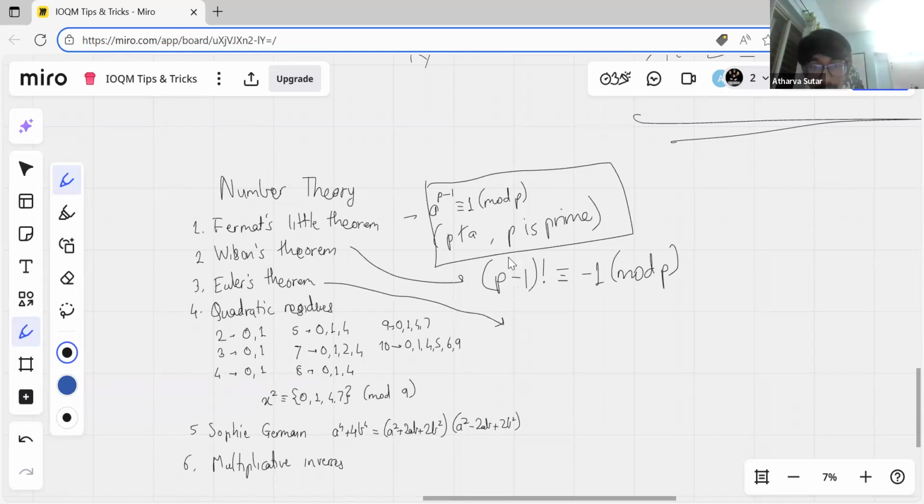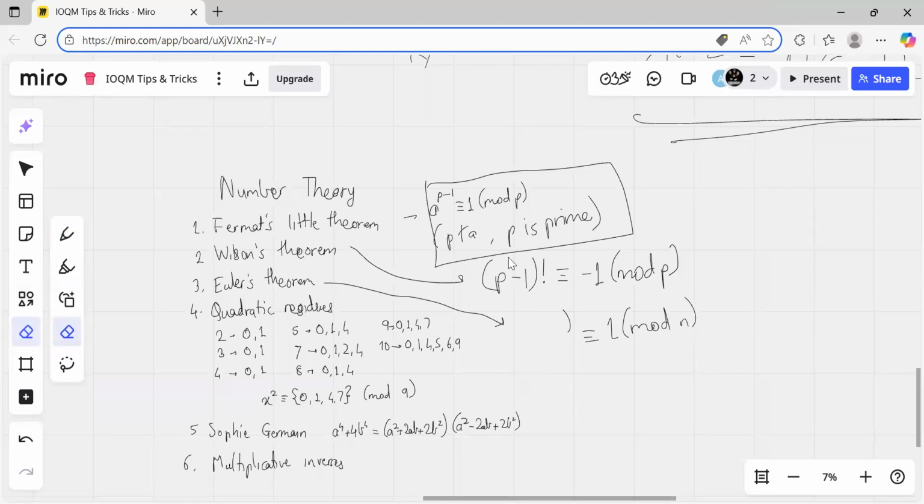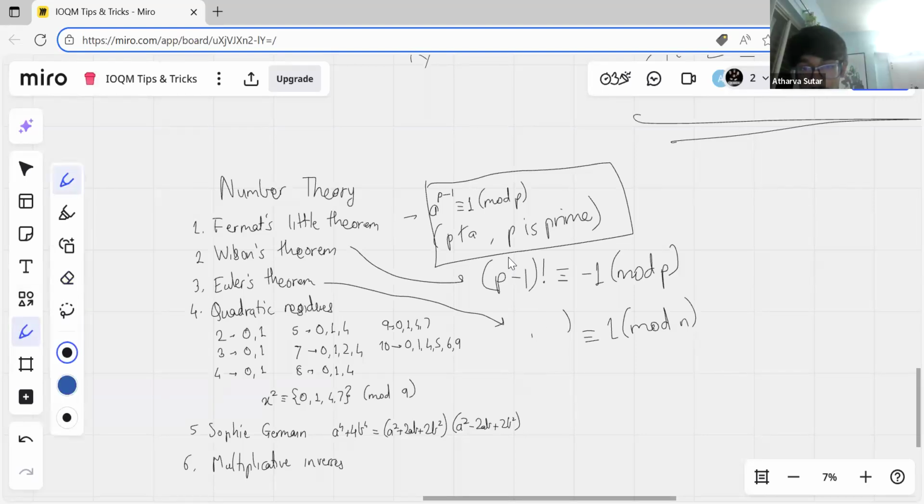Euler's theorem is basically a to the phi of n is congruent to 1 mod n, if a is co-prime to n. Yeah, a has to be coprime.